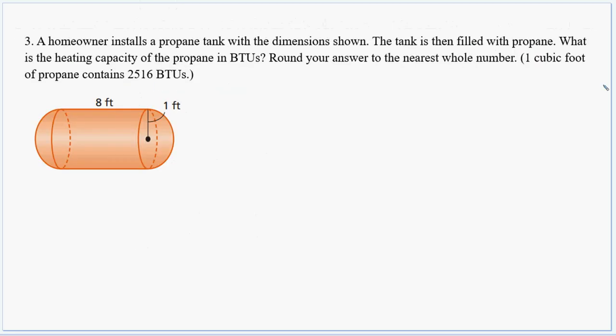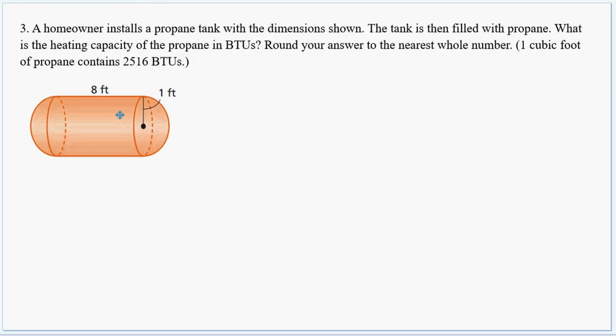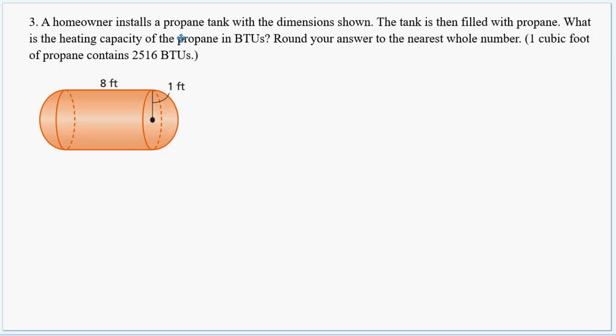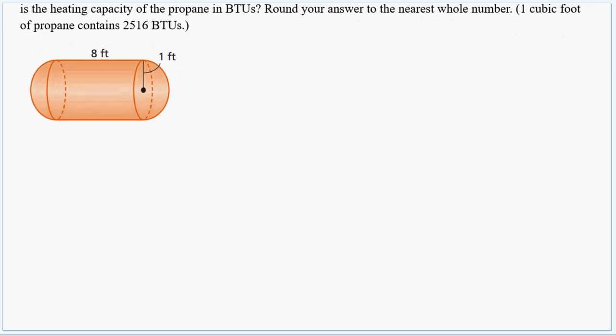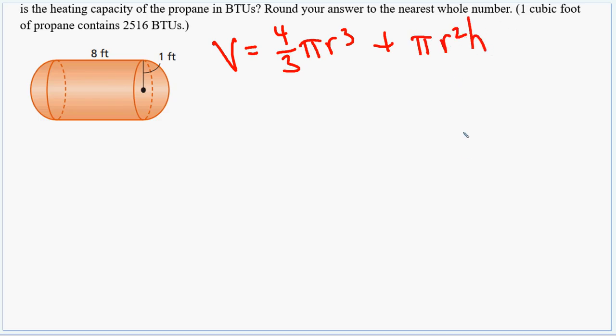Number 3, we got a homeowner with a propane tank installed with the dimensions shown. Tank is filled with propane. What is the heating capacity of this propane in BTUs? Round to the nearest whole number. And again, they give us that 1 cubic foot is 2516 BTUs. So we do have a hemisphere on each side of this tank. So our volume will consist of a complete sphere, 4/3 pi r cubed. And then we're going to have the volume of our cylinder. The volume of the cylinder is pi r squared times the height, or in this case, the length of the tank. So volume is 4/3 times pi.